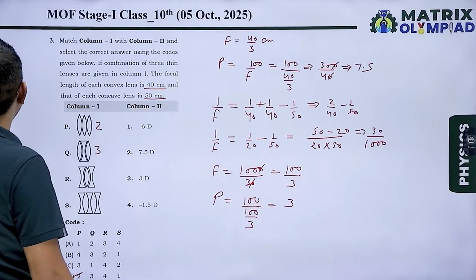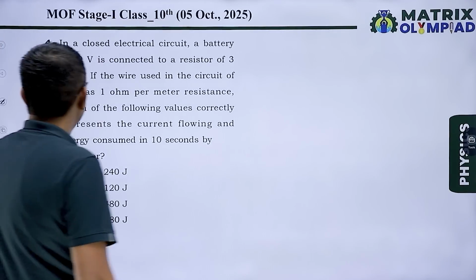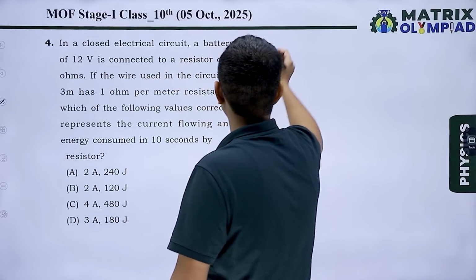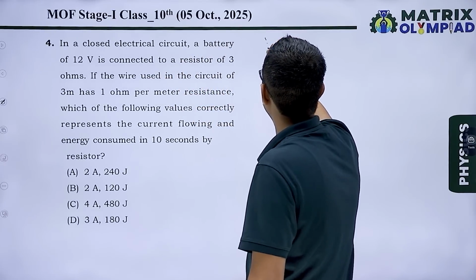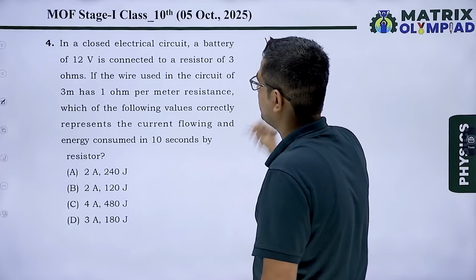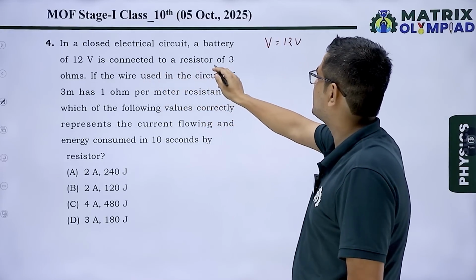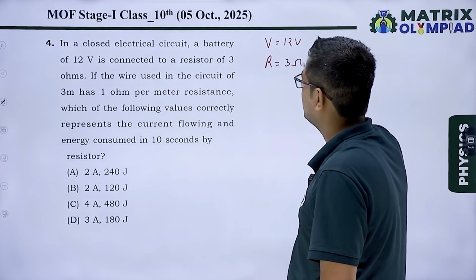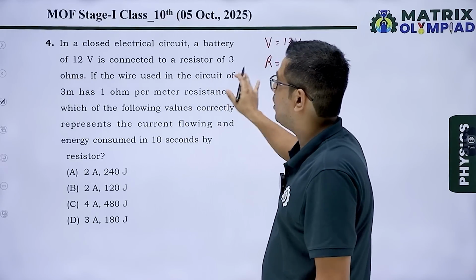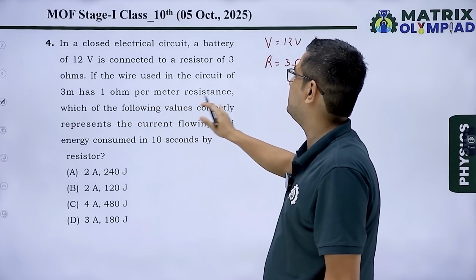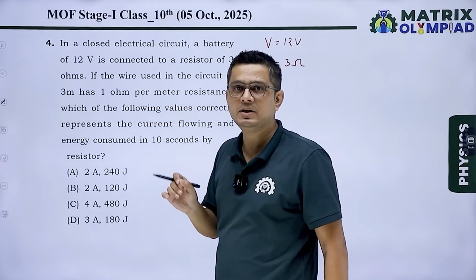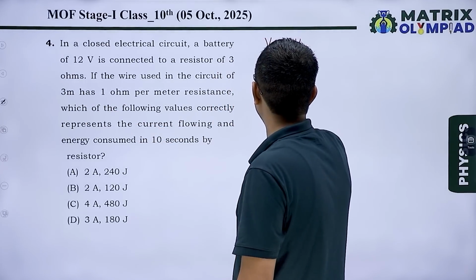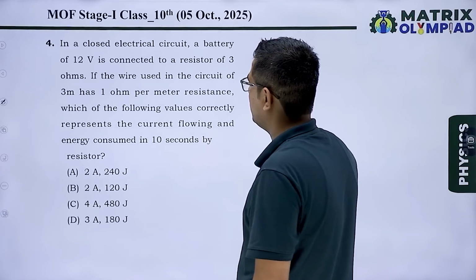Okay. Next question, question number 4. In a closed electrical circuit, a battery of 12 volt, let us write the given quantities. Voltage is given 12 volt, okay, is connected to a resistor of 3 ohm. Value of resistance is given 3 ohm. If the wire used in the circuit of 3 meter has 1 ohm per meter resistance, that means each meter consists 1 ohm resistance and the length of wire is 3 meter, that means length is given 3 meter, okay.